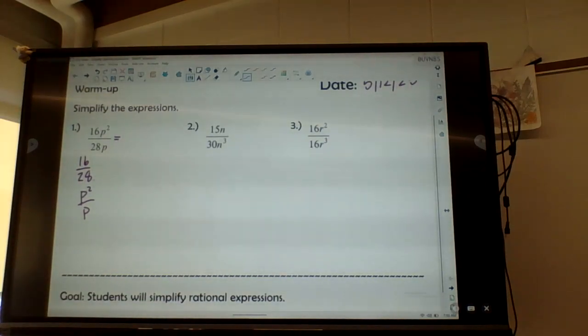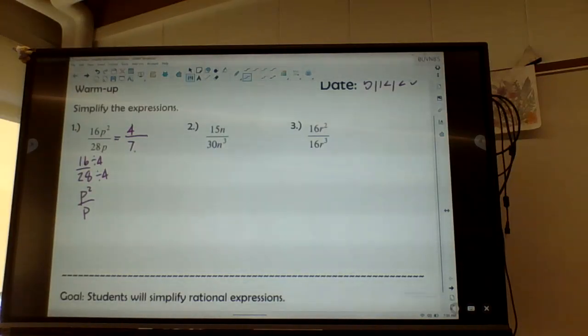But both 16 and 28 can be divided by 4. They're both divisible by 4, so we would do that, and we'd end up with 4 over 7. And then I look and see, well, there's more p's on top. There's 2 on the top, 1 on the bottom. That means there'll be 1 left on top.